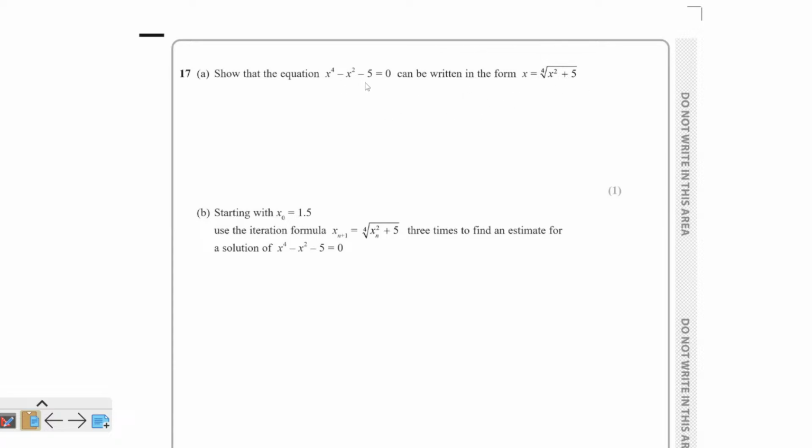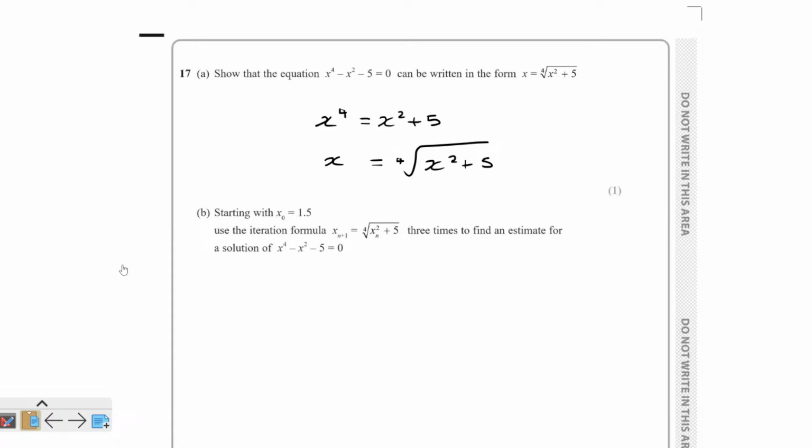Well, it looks like they've added both x squared and 5, haven't they? They've moved those across, so I'd probably write that down. So x to the power of 4 equals x squared plus 5, just so that they can see there's some kind of middle step that you figured out. And then you see how they've obviously fourth rooted, haven't they, to get x on its own. x squared plus 5. So I would write that. I think that's enough for 1 mark.